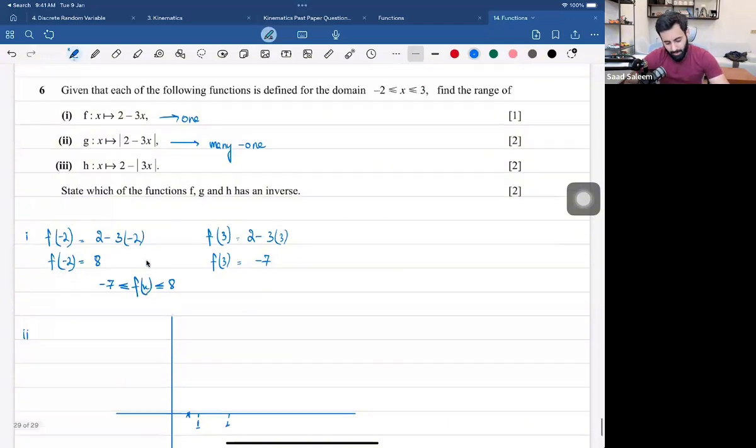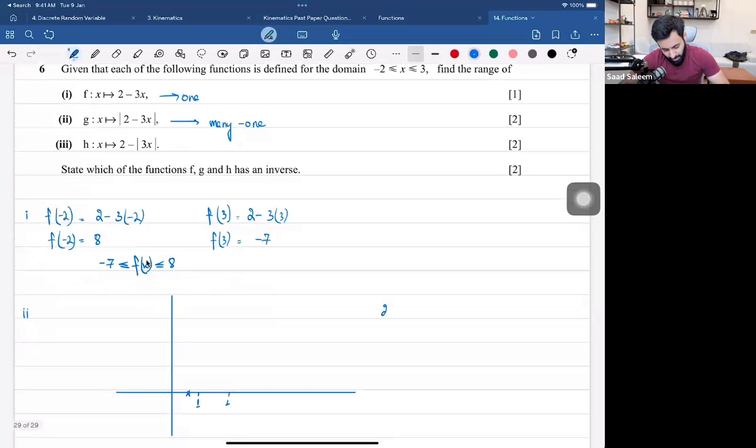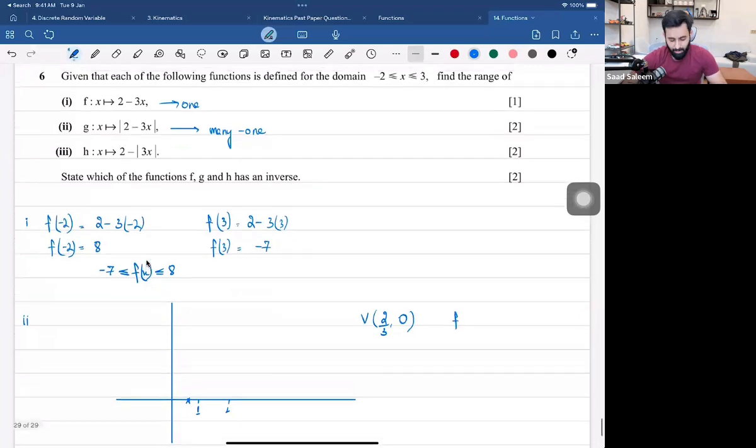Okay. Now let's plug in. Keep in mind the domain. Since we are given a specific domain, let's plug in the end value. So we have found our vertex. Now let's plug in the endpoints, meaning let's plug in 3 in the function. Let's see what we get. So 2 minus 3 into 3. We saw earlier that this is -7, but because of the modulus, it's going to be 7.